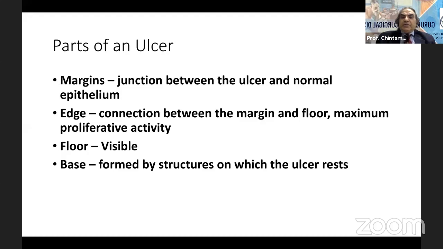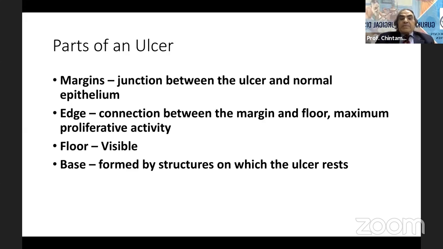Margins are the junction between the ulcer and the normal epithelium, which I taught you with the swimming pool example. The floor is what is visible, and the base is what is palpated. So the base is not seen. Never make that mistake, because you can't see Mother Earth that's lying underneath.